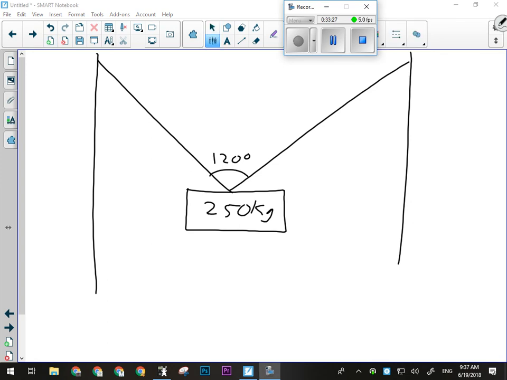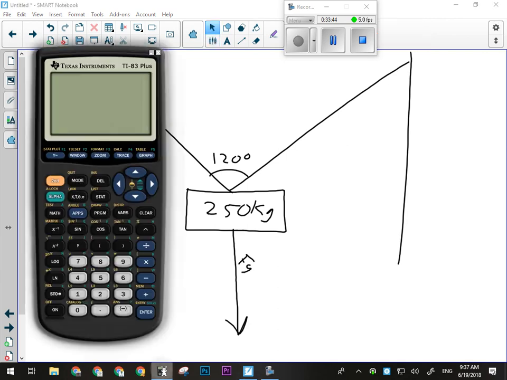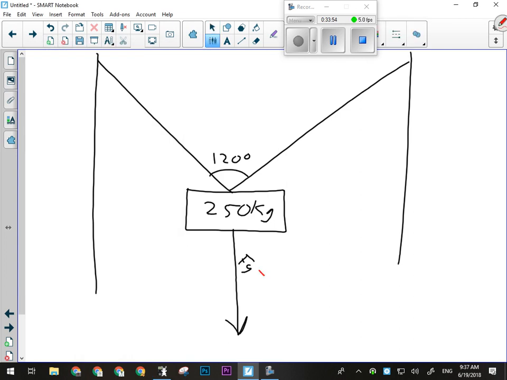The thing we have to realize to get started on this is that the net force in this question is 0. The sign's not moving. So there's no net force here. There are forces involved, obviously, but they all add up to 0. So I have a force of gravity acting down. That's 250 times 9.81, so it's 2,452.5 newtons.